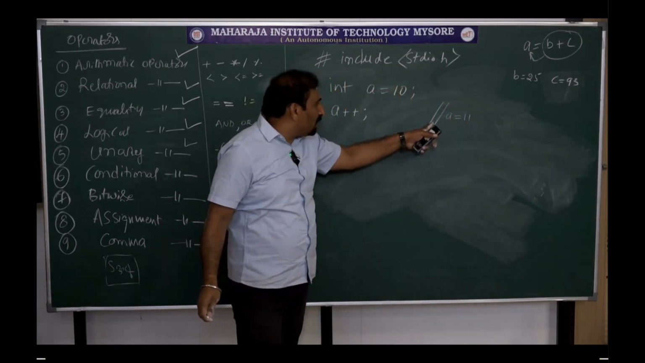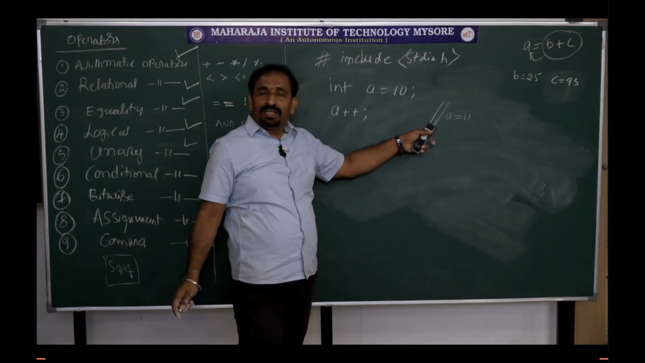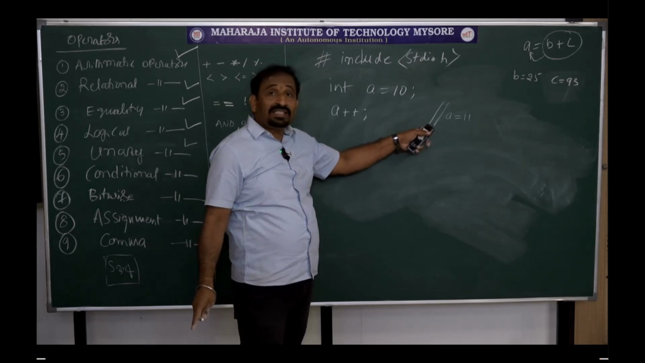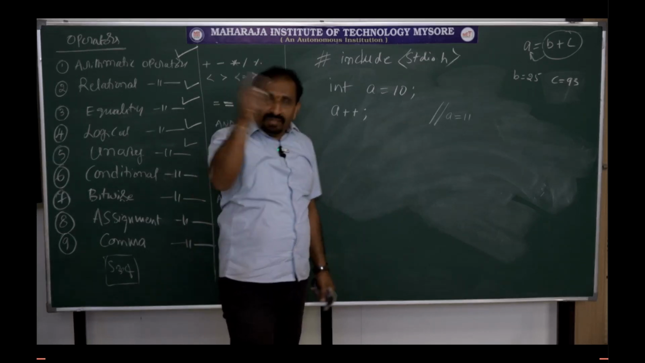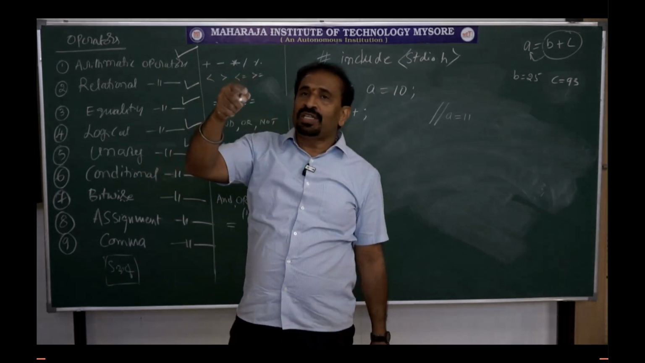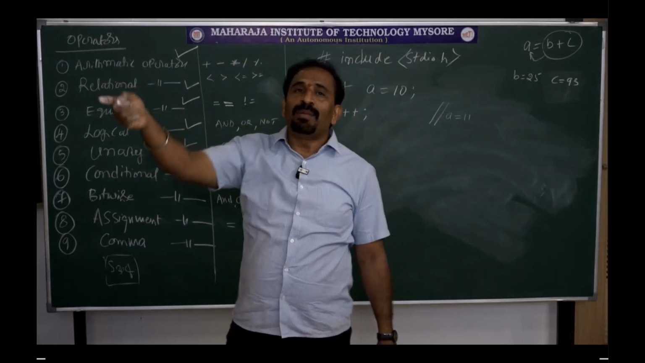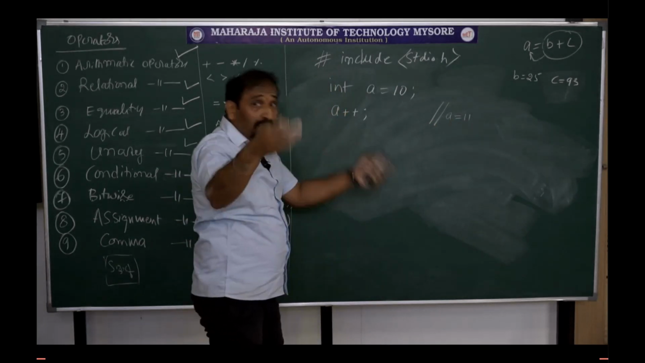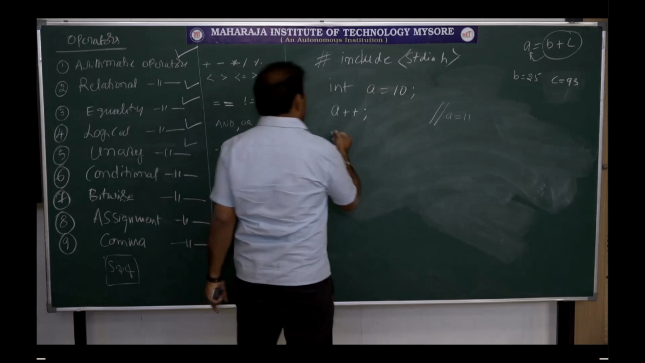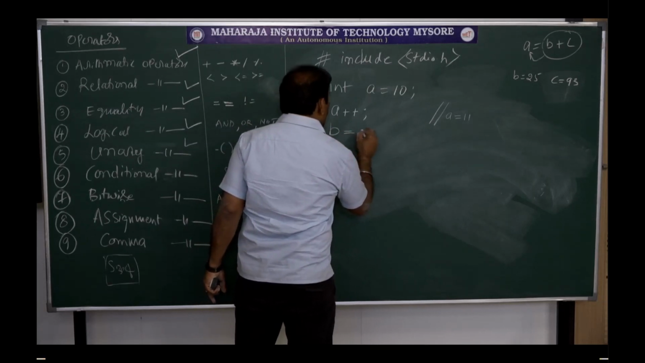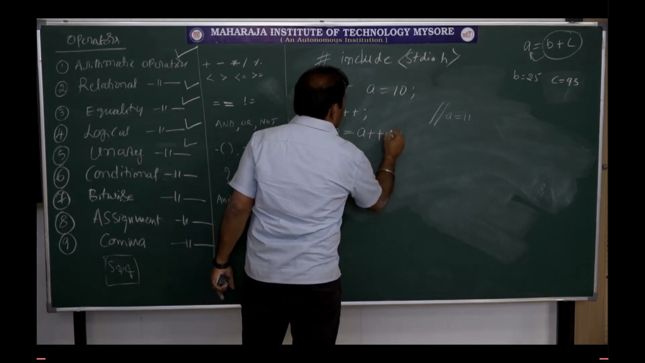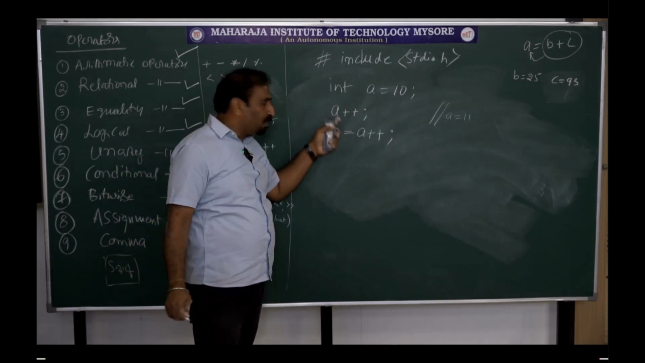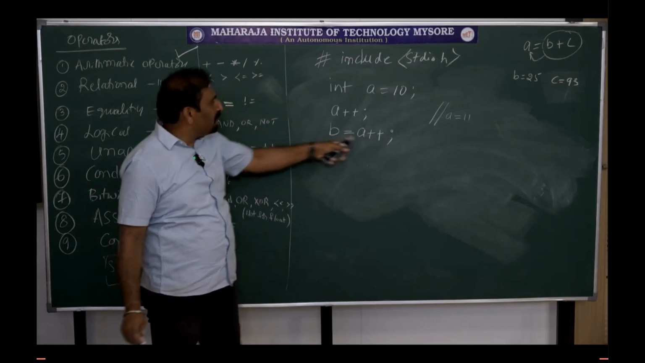Now I have used a double slash here. This double slash is not a division symbol. It is used as a comment. When you type a double slash, that is considered a comment. So you can make out this A is equal to 11. You have to keep it in mind. Then B is equal to A plus plus. Again, after A plus plus, now I am using this line: B is equal to A plus plus.